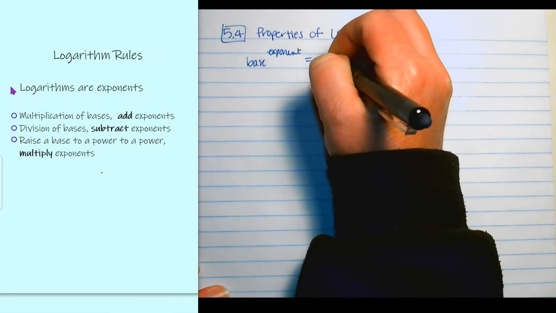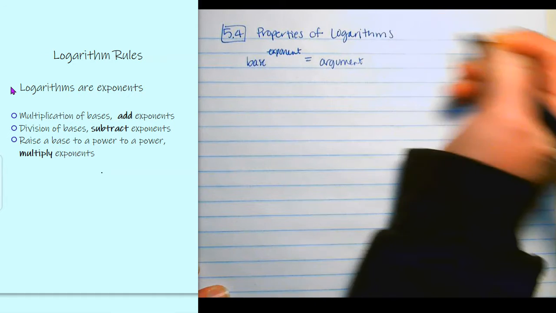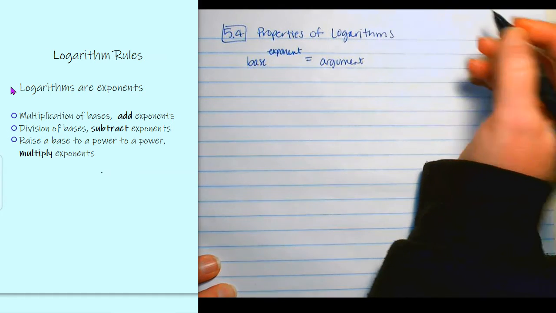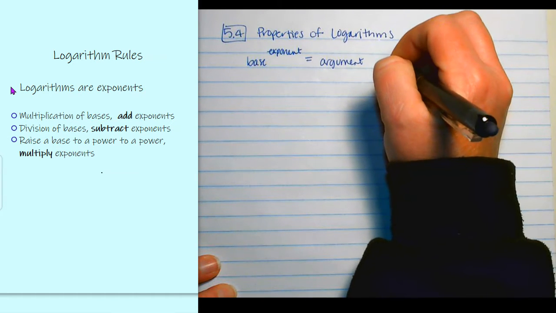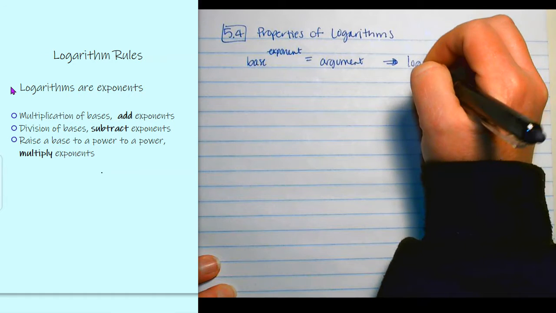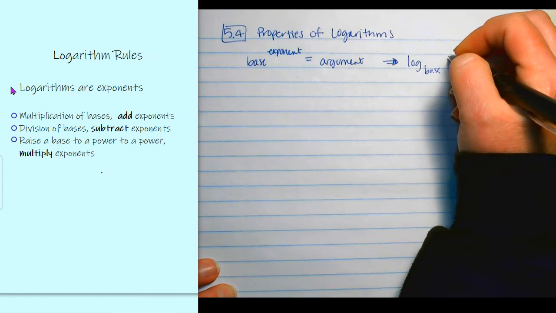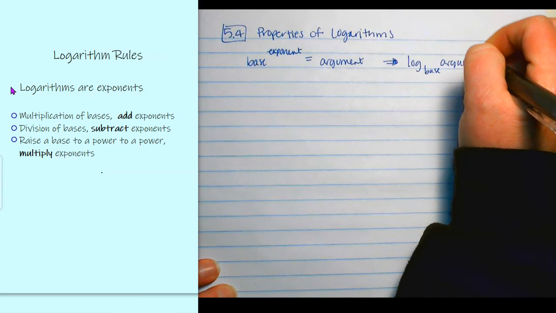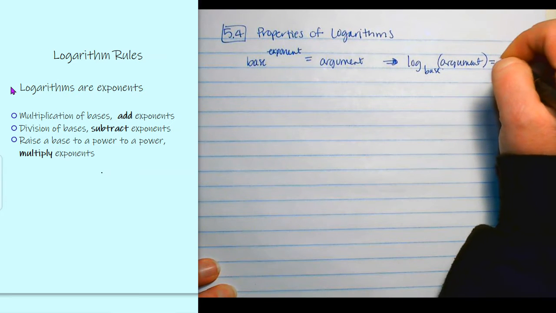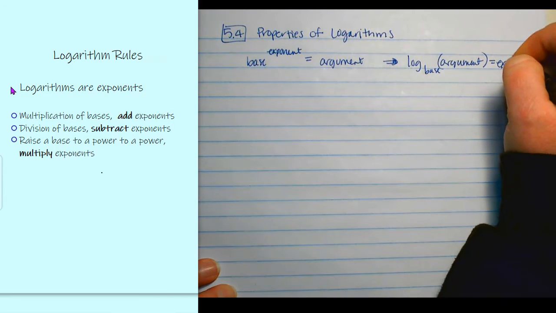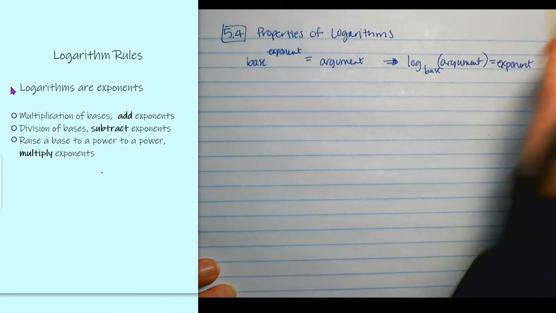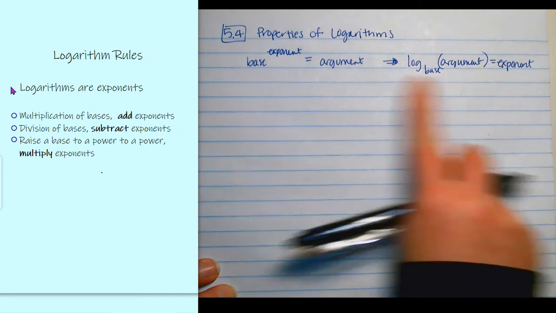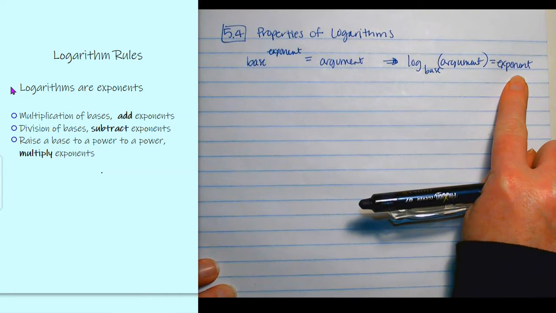equals the argument, we can rewrite it in logarithm form, which would be log of the base. The argument goes here, and then that's equal to the exponent. And now this superscript exponent is down here, written not as an exponent. It's at the same level as a coefficient.